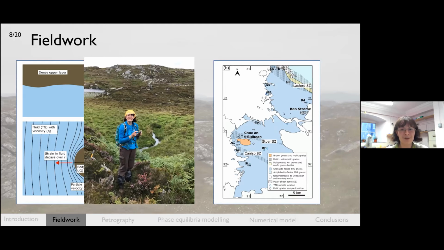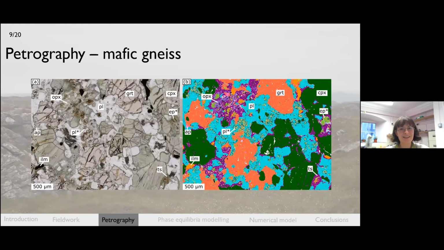So to kick off our phase equilibrium modelling to find our maximum pressure temperature conditions, I initially focused on the mafic gneiss from Knock-an-Sibhian, which I collected from very near the location in this photo, actually. The figure here shows images of the minerals in the mafic gneiss in thin section, and the same image shown as a chemical map, which makes the different phases slightly easier to see. The mafic gneiss is interpreted to preserve a peak assemblage comprised of 2 pyroxenes, garnet, plagioclase, ilmenite, and some melt.